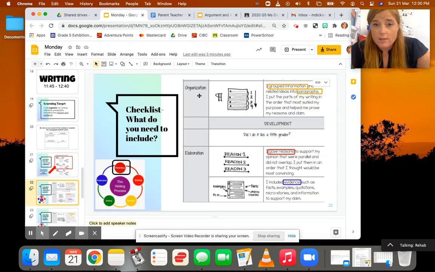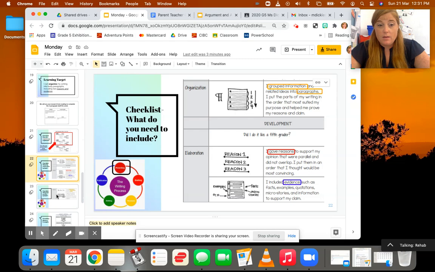So don't forget, we're focusing on organization and elaboration right now, giving reasons, evidence, and we're grouping information by paragraphs. And you've already done the hard work. You've already brainstormed by categorizing into the reading assignments. Okay?